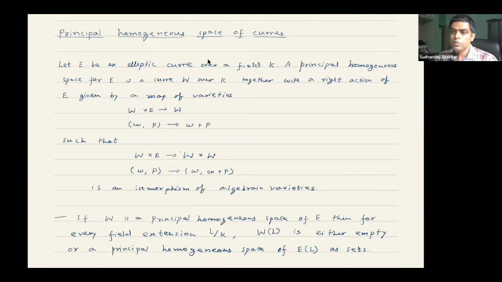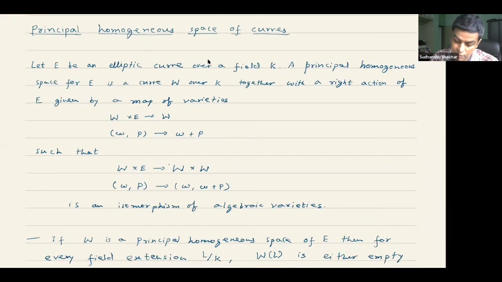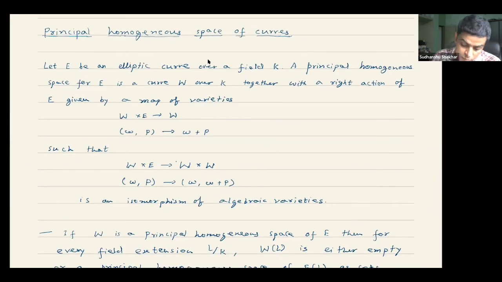So next we come to our topic, principal homogeneous spaces of elliptic curves. Now let E be an elliptic curve over a field K. Later on I'll specialize to the number field case, but for now let's take a field K.